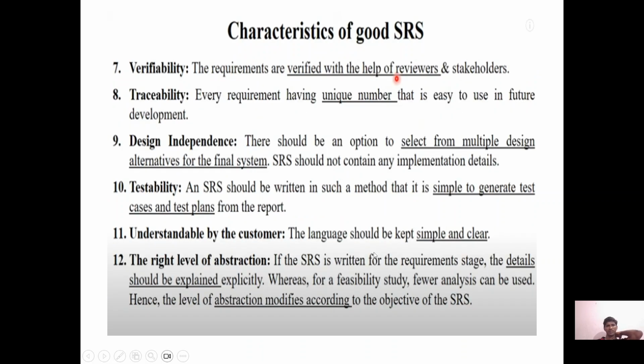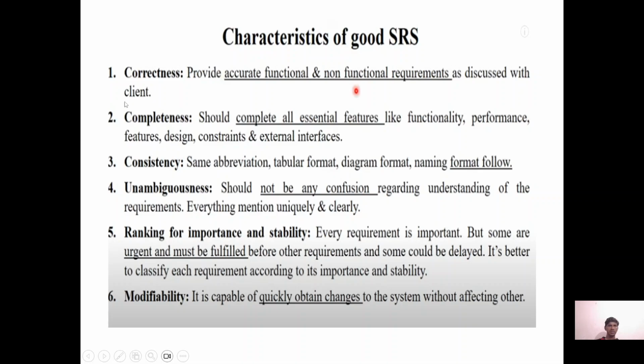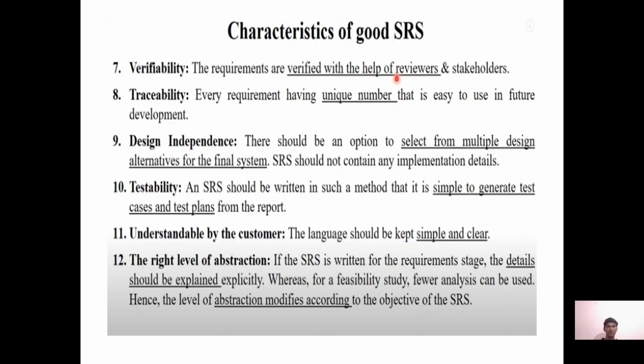So, characteristics of a good SRS. A good SRS must be correct, complete, consistent, unambiguous, modifiable, and ranked for importance and stability. That is, it must be prioritized. All the requirements must be prioritized in the SRS. Then it must be verifiable and traceable. So it must have good independence and testability. It must be easily understood by the customer.